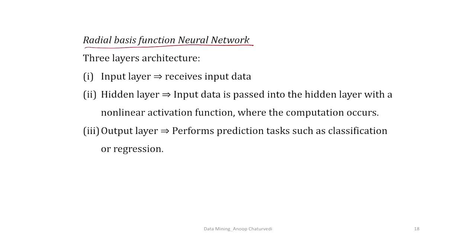Radial basis function neural network. Radial basis neural network has a three layer architecture. It has an input layer, which receives input data, and then it has one hidden layer. The input data is passed into the hidden layer with a non-linear activation function. So, in the hidden layer, you are using a non-linear activation function. And at this stage, you are performing the computations. And then ultimately, you get an output layer. And at the output layer, you can perform a prediction task such as classification or regression.